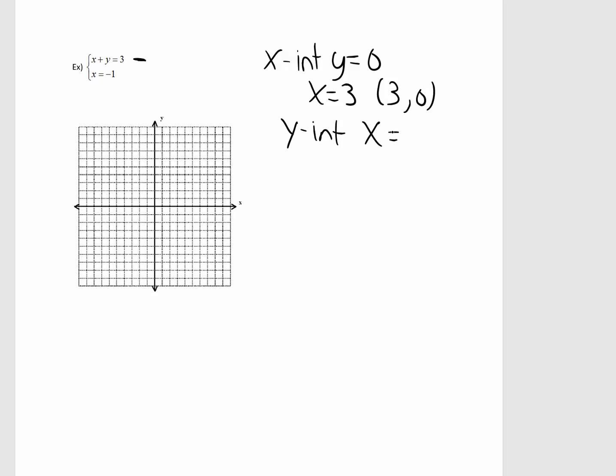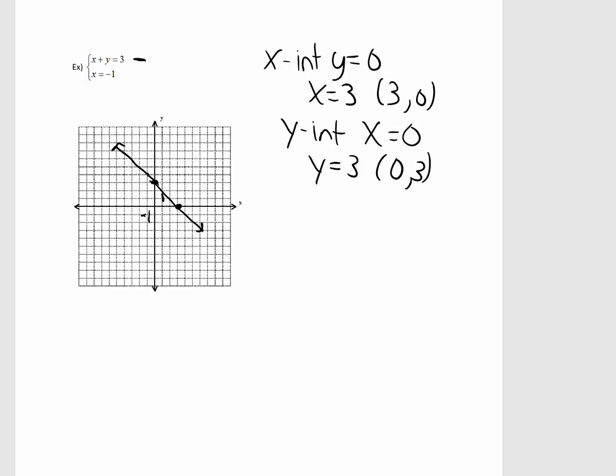Y-intercept, that means x is 0. When x is 0, we know y is 3. Okay, let's plot these 2 points. And now I'm going to connect the dots.